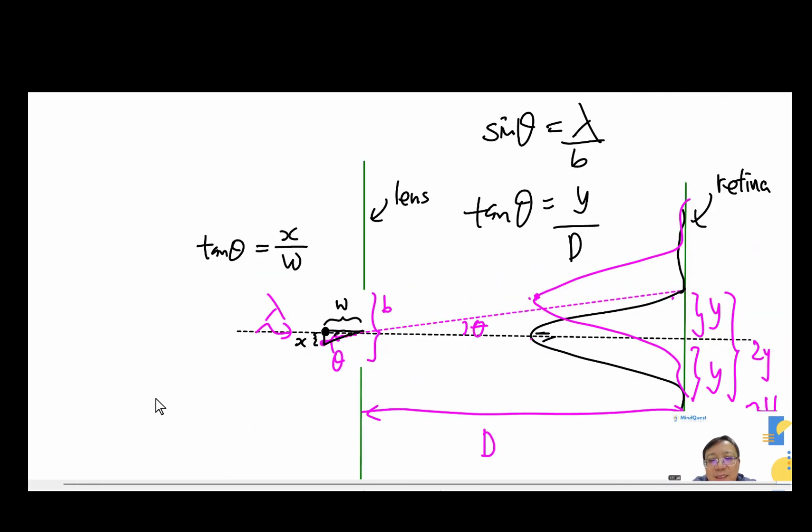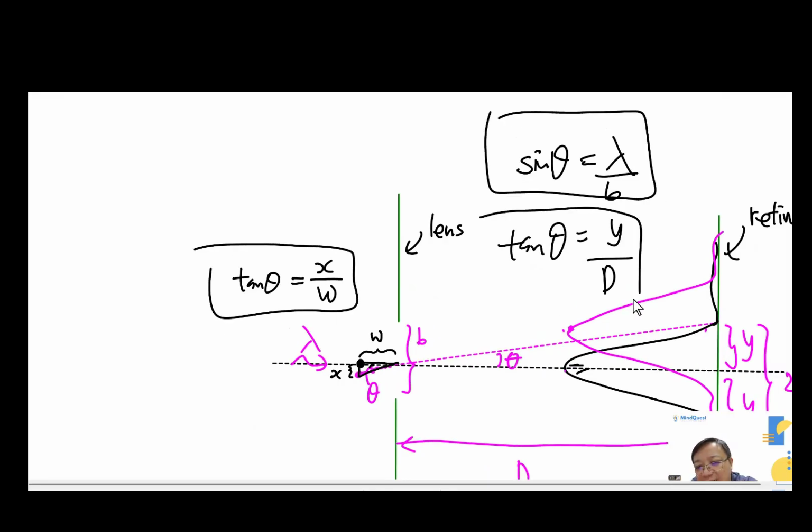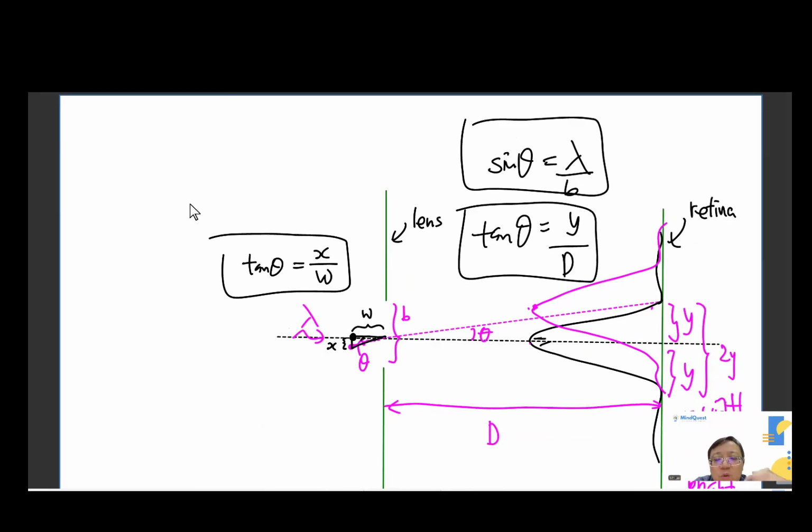We can connect these three equations. We can connect this and this and this equation and do whatever they ask you to find. They definitely will ask what is the distance between two objects, then they ask you to find x. Or what is the distance between the object and the lens? They ask you to find W. You see? So that is the idea.